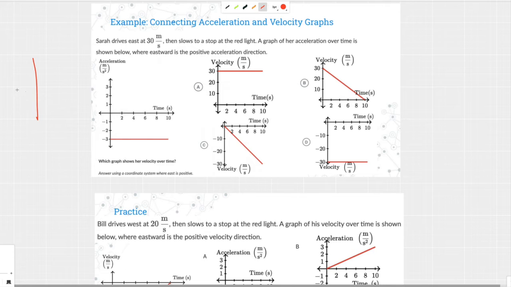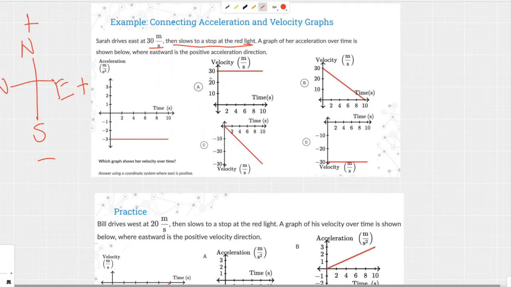So we have a compass here. North, south, east, and west. This is positive. This is negative. This is positive. And this is negative. That's how it works in physics. 30 meters per second, and then she slows to a stop.